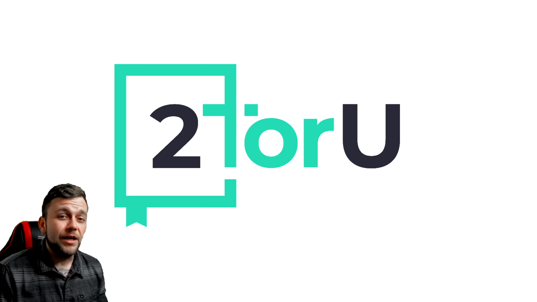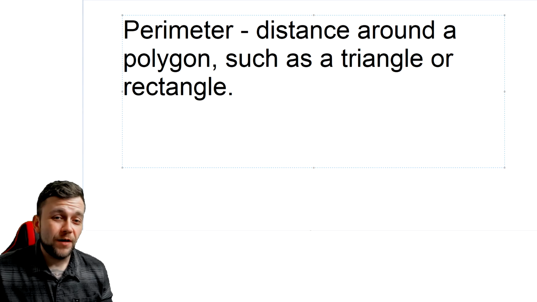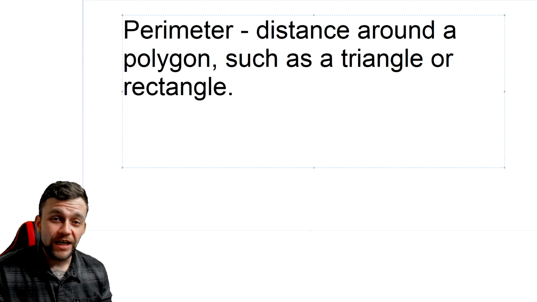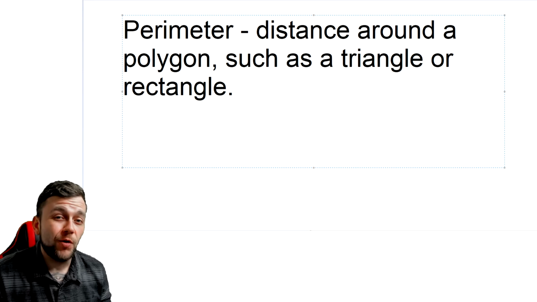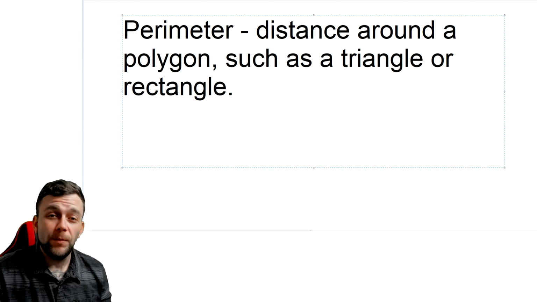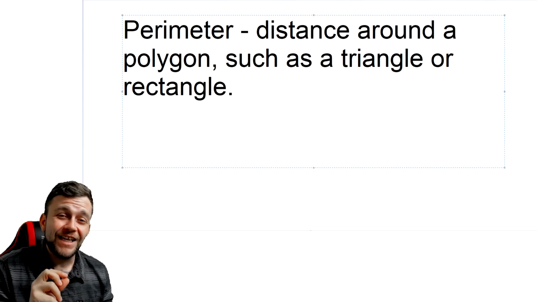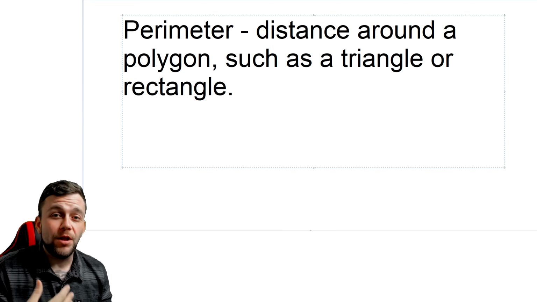Let's get started on length, area, and volume. First off, let's define what the perimeter is. When you're talking about length, area, and volume, they're going to ask you questions about the perimeter of an object or a polygon or a shape. Think of perimeter as just walking around something. It is the distance around the object.